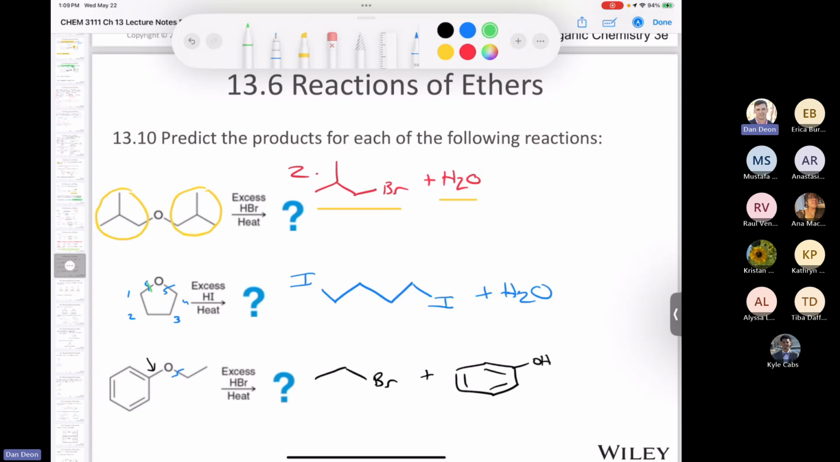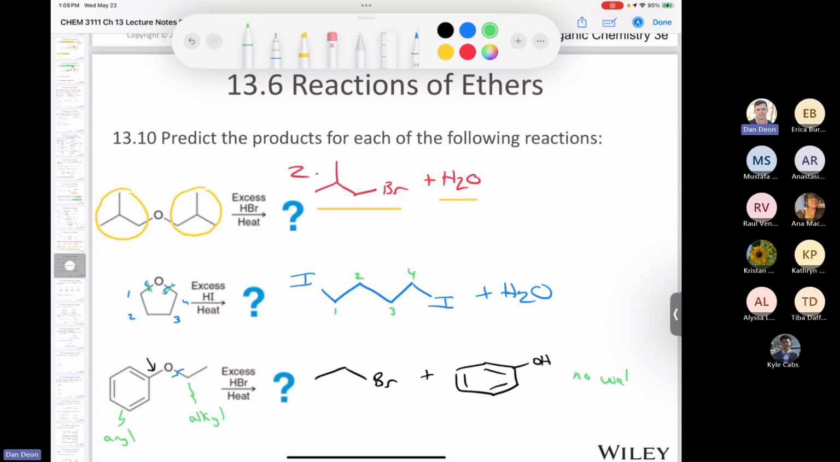And you end up breaking here and breaking here so that you form an alkyl halide off of carbons 1 and 4 and your water as well. But the last one, this side is an ethyl group, which is considered an alkyl group. And this side is a phenyl, which is considered an aryl group. So remember what I said, you will not break this bond here on the aryl group. So you end up with ethyl bromide and phenol in that case, and there's no water.